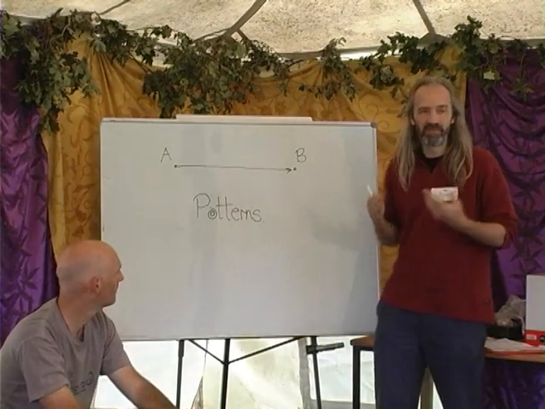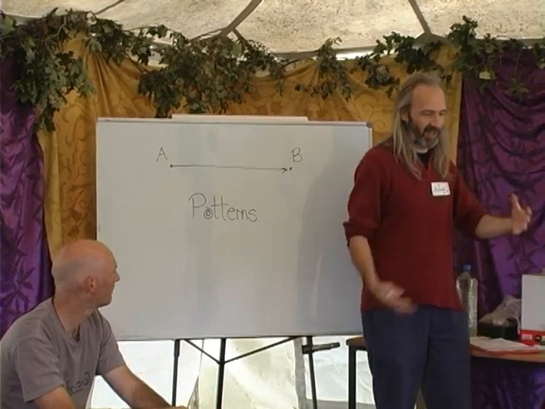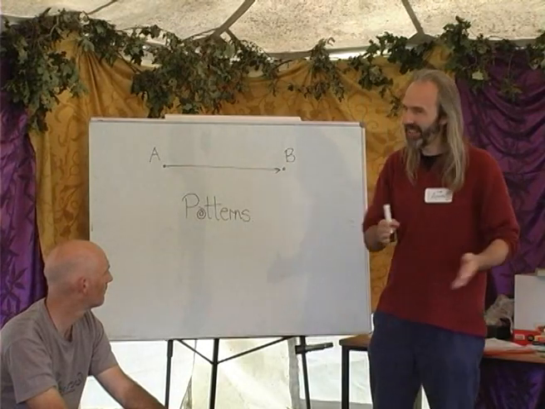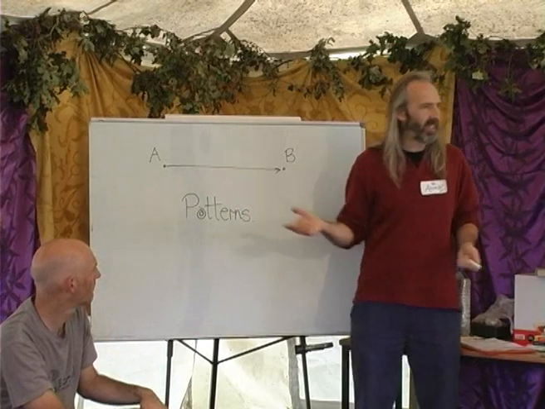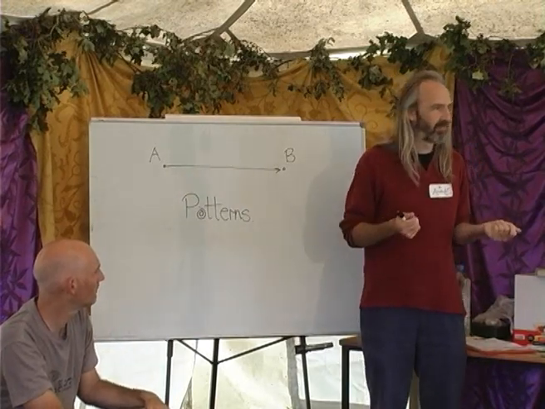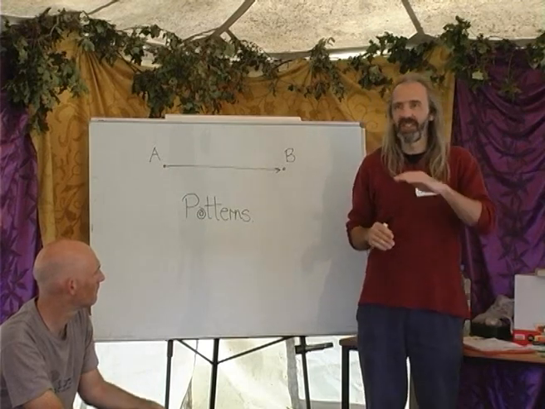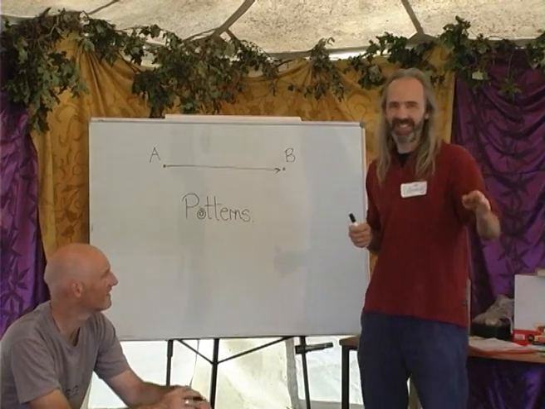I can't draw a straight line because I have no straight lines in my body. I am an organic curvy. I can move very nicely in curves, that's easy, but straight lines are pretty difficult. So we don't see many straight lines in nature, do we? Any examples anyone can think of? Horizon. The horizon? It's still a bit curved, isn't it? Yeah. So there are approximations to straight lines.